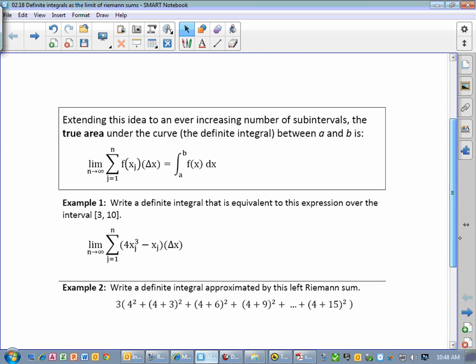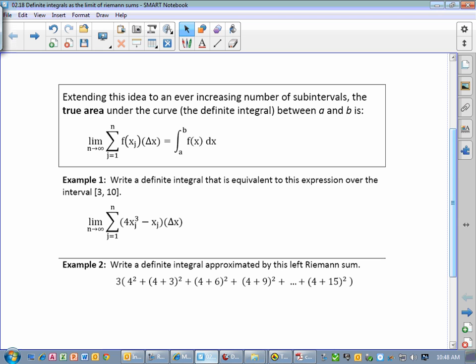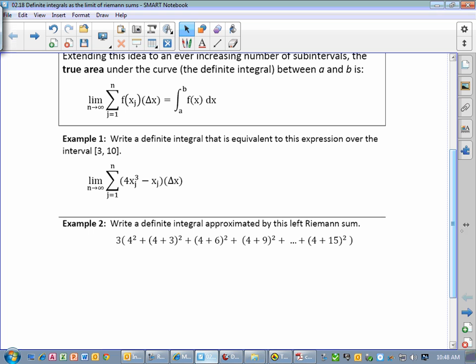Okay. Now, calculating this limit is a non-issue because doing the definite integral will get us a way to do that. But interpreting this limit is an issue. We have to be able to interpret this limit as an integral. So the first example says, write a definite integral that is equivalent to this expression over the interval from 3 to 10. Now notice in the problem here, do you see a 10 anywhere? Do you see a 3 anywhere that's relevant besides the exponent? No. So there's an exponent cubed, but the limits aren't inherent in this limit anywhere. So we actually have to know what our limits are.